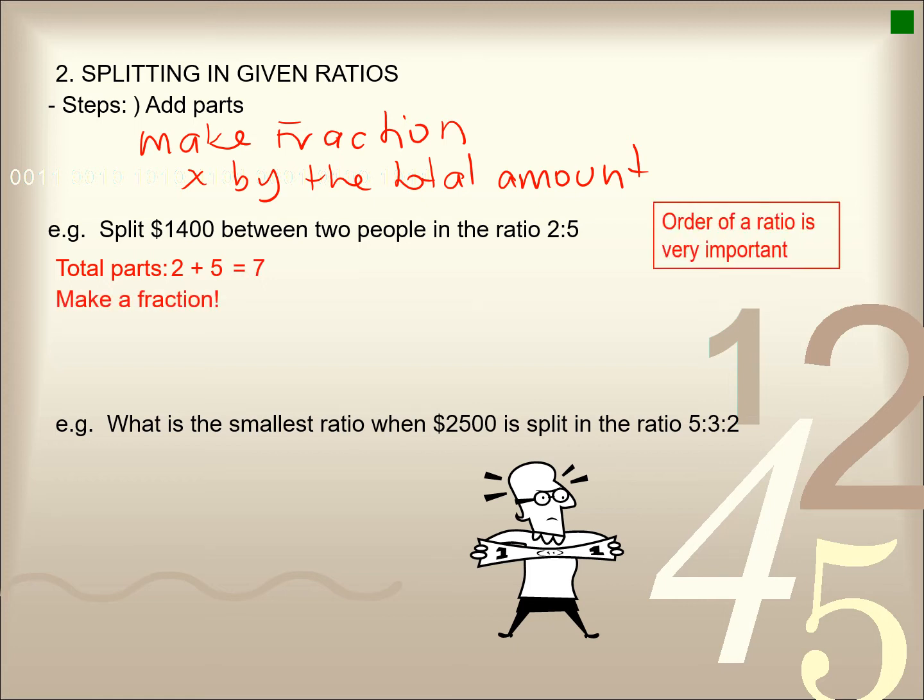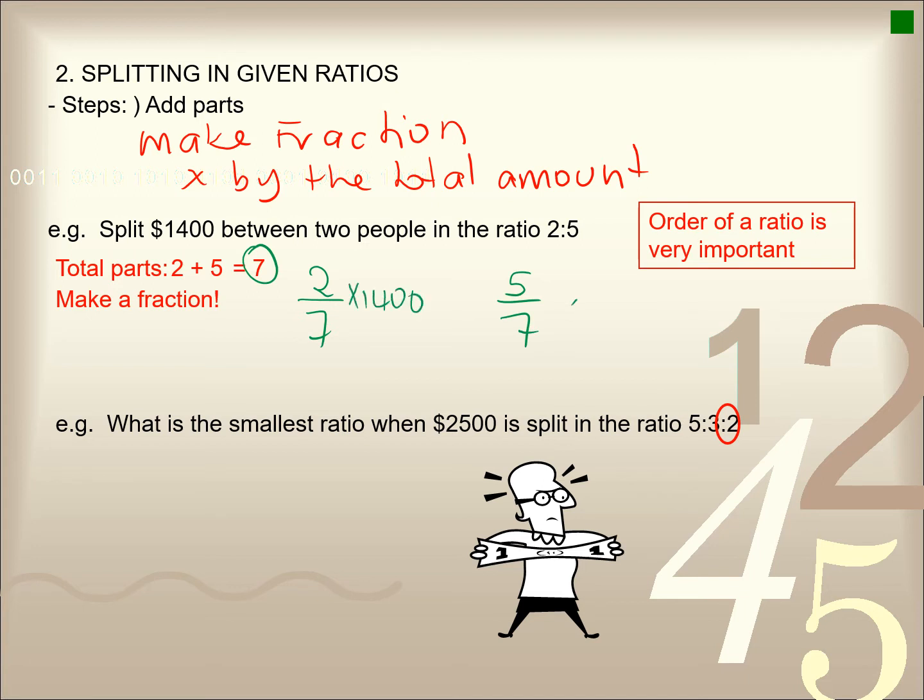We're going to make a fraction. Keep the order of the ratio in the same order. So I've got 2 over 7 because there are 7 total parts, and 5 over 7. And then multiply by 1,400. If I do that on my calculator, that gives me $400, and this one here gives me $1,000. So if I split 1,400 in the ratio 2 to 5, the first person gets 400, the second person gets 1,000.